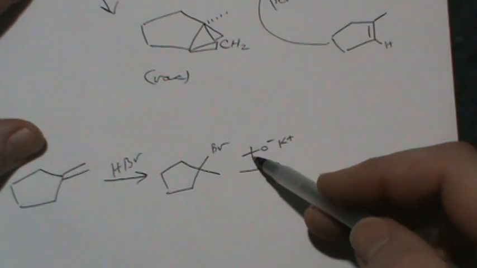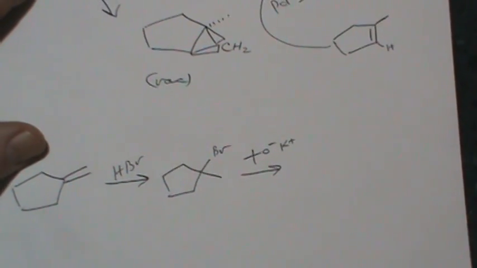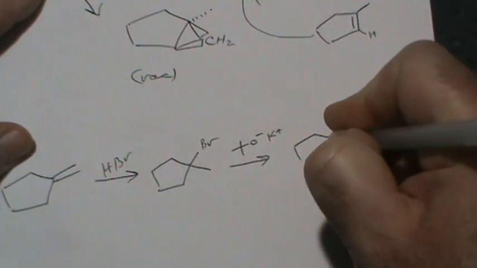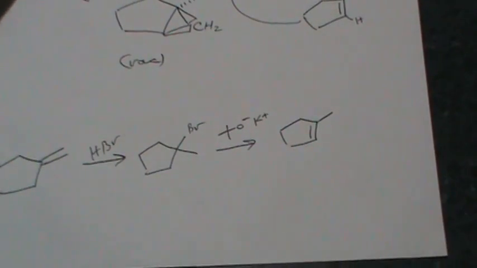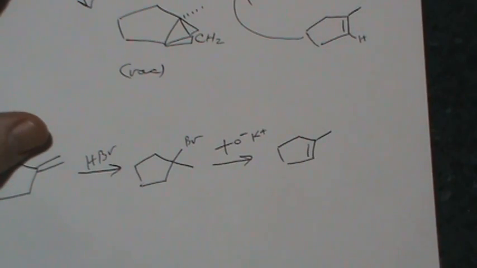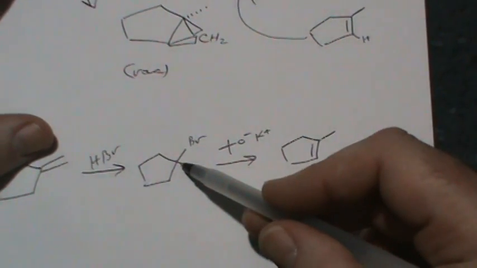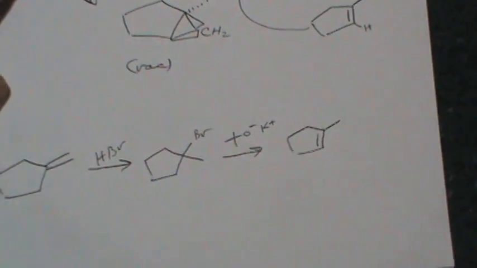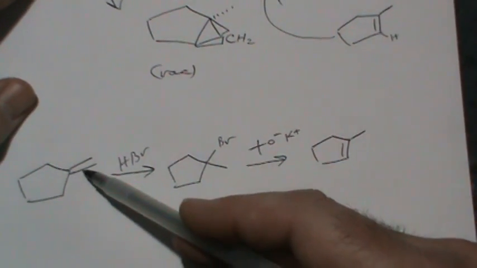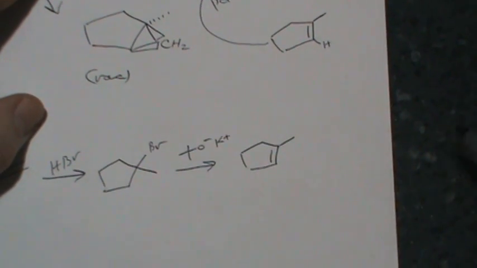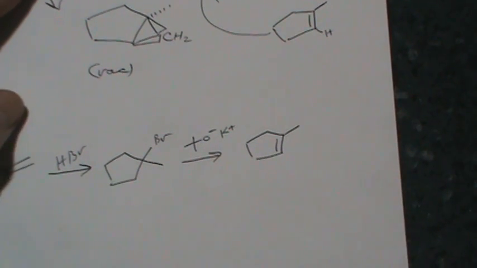I'm also using my E2 base of choice, which is a big bulky base. For all of these reasons, I'm going to produce a very high yield of the Zaitsev product, the more highly substituted alkene. It is true that you could also do an E2 elimination across here and produce the exocyclic alkene. That would take us right back from where we started, but that's not going to be the major product. The major product will be the Zaitsev alkene, that one right there.